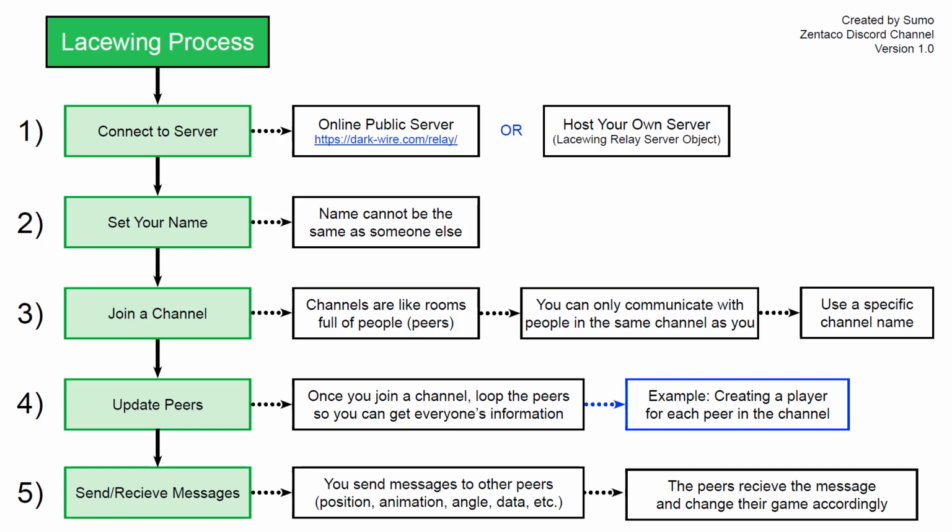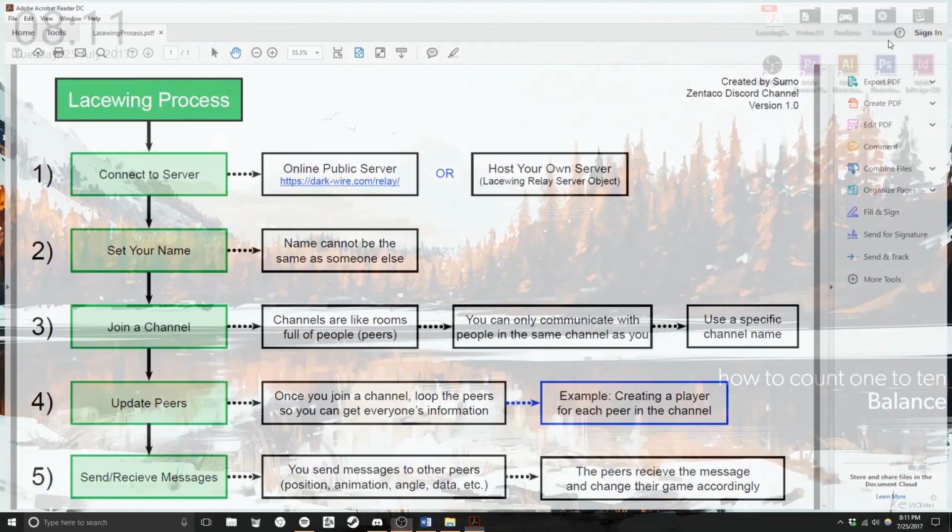So overall, that's the basic 5 steps that I usually go through when trying to create a game in Lacewing. I'll put a link in the description for this file if you want to download it so you can reference it later on when you're creating your games. So for now, let's exit out of this and go into Fusion.